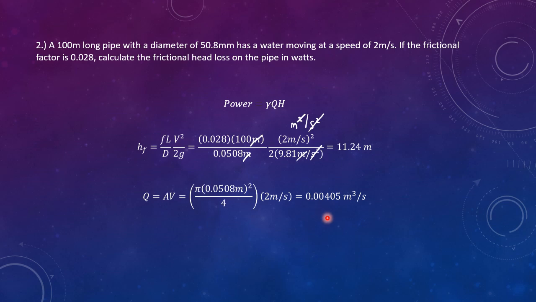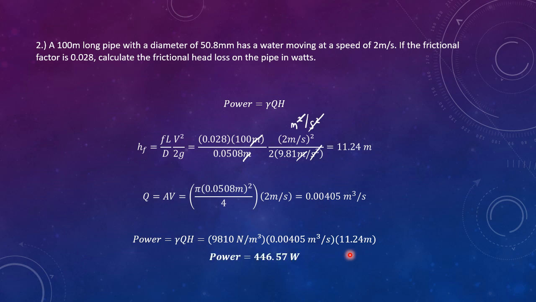Now we're ready to solve for power. Substituting now, the gamma of water is 9,810 newtons per cubic meter. Our Q is 0.00405 cubic meter per second, and our H, the frictional head loss, is 11.24 meters. And the resulting unit of our power is in terms of watts. Solving for power, that is equal to 446.57 watts. Final answer.